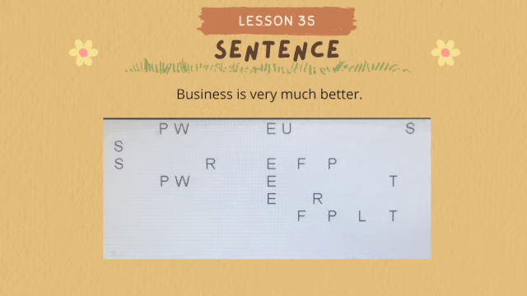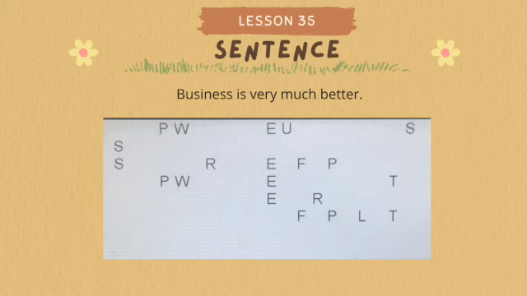We have here an example sentence for lesson 35. Business is very much better. Okay, so in the stenograph notes, notice that we are using the brief for business. We have also the phrase for very much. Okay. Then we have another sentence.